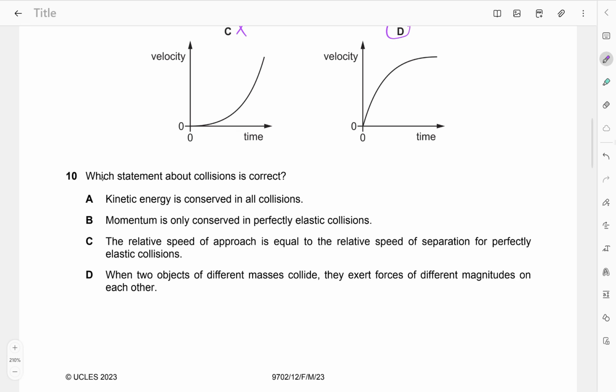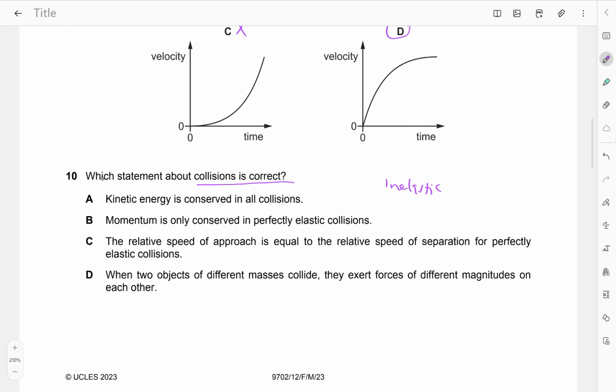Number 10. Which statement about collisions is correct? Remember, for all collisions, momentum is conserved. But for inelastic collisions, kinetic energy is not conserved. That means for inelastic, the relative speed of approach is not the same as the relative speed of separation. But for elastic, the relative speed of approach should be the same as the relative speed of separation.